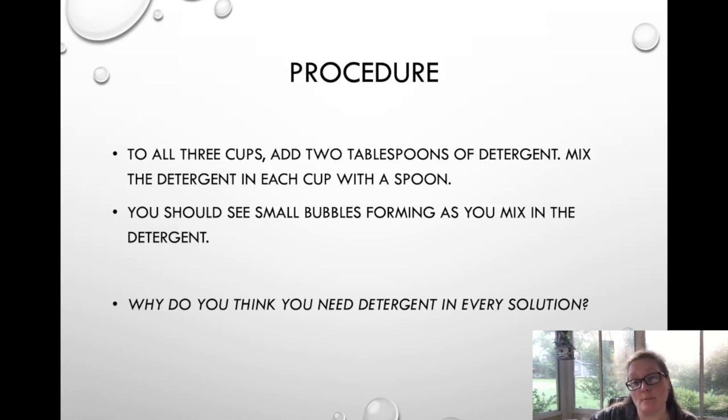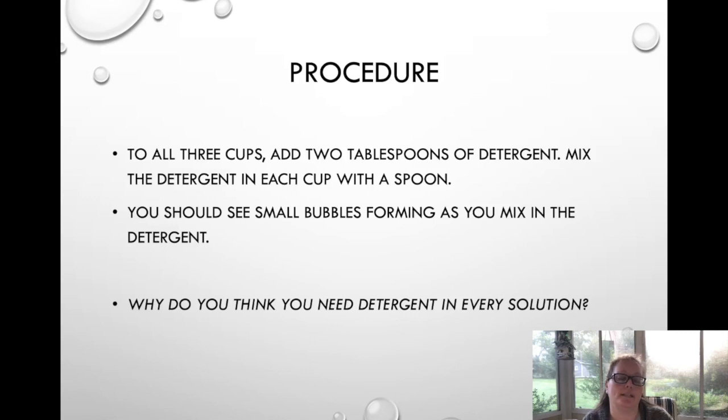The reason I say you can do 1 or 2 is I've done it both ways. If you do 2 tablespoons of detergent, it's a lot easier to blow the bubbles. So that's the smartest. And it doesn't have to be a measuring spoon. Just use the same spoon for all of your measurements. So put your soap into the waters, mix all 3 of them up. At this point, that's the last time you're going to use the same spoon to touch each cup because you do not want cross-contamination.